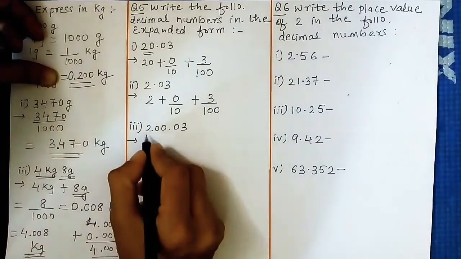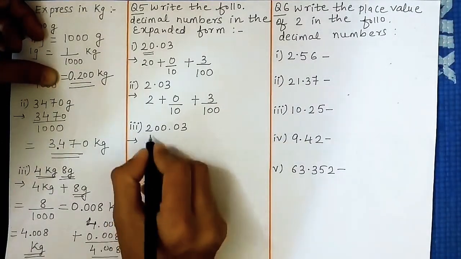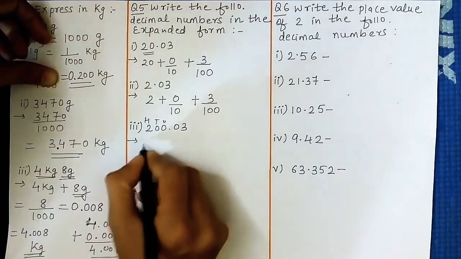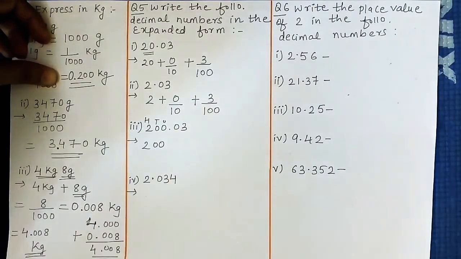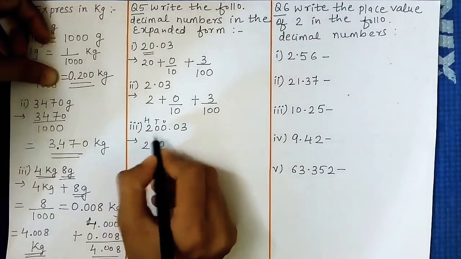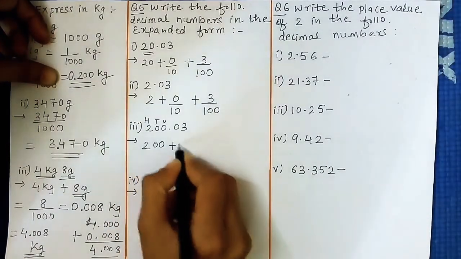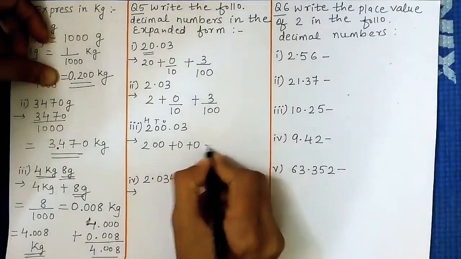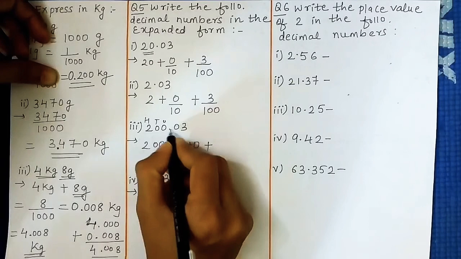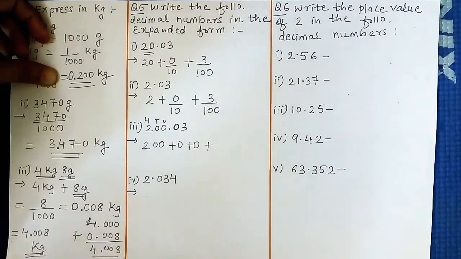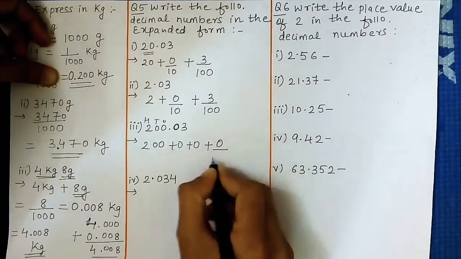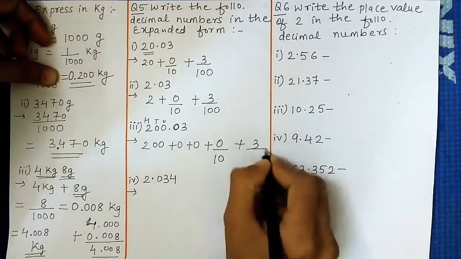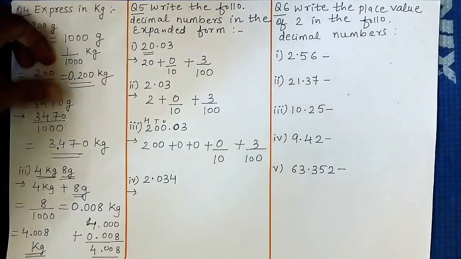Now the expanded form of this 200. So ones, tens, hundred. So 200. So here 200, and there is nothing at tens place. So you can keep plus 0, or if you don't write this then also it is okay. Then plus, now this 0 is after the point, so we will write 0 upon 10 because this is at tenth place, and this 3 is at hundredth place, so 3 upon 100.